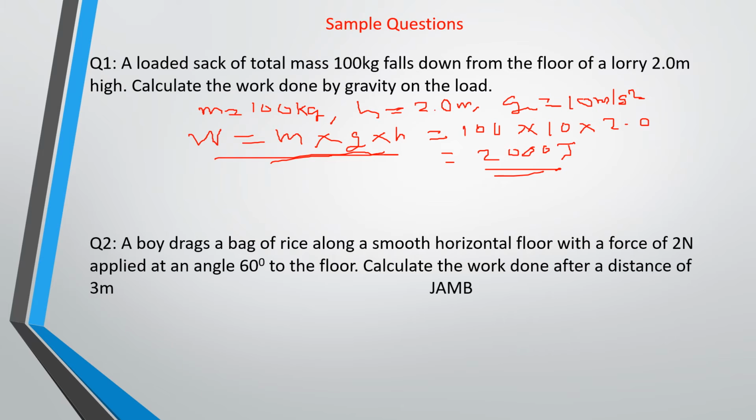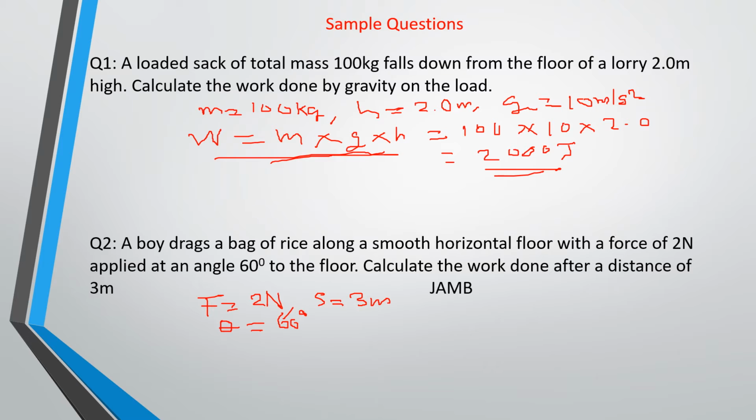So looking at what is given to us in this particular equation, they give us the force that is pulling the bag of rice to be equal to 2 Newton. Then they give us the distance to be equal to 3 meters, and they give us the angle through which the boy is pulling the bag of rice to be 60 degrees.